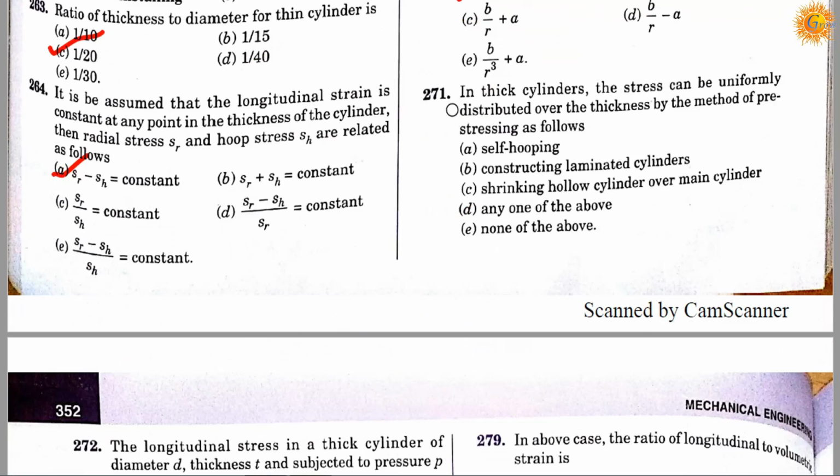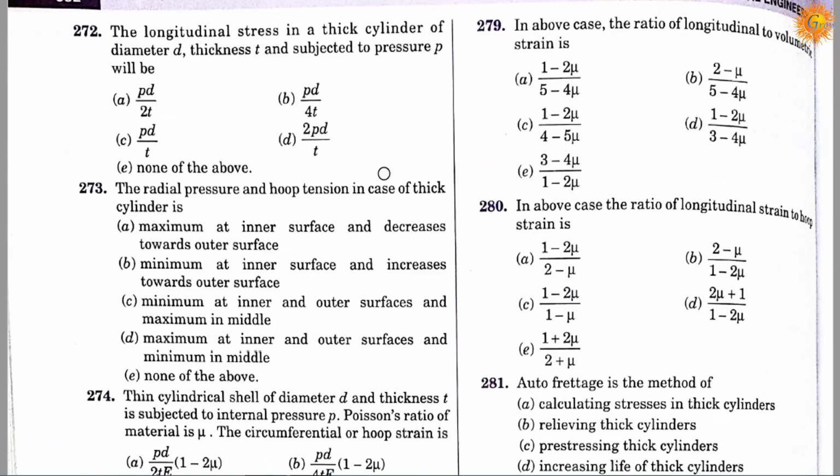Question number 271. In thick cylinders, the stress can be uniformly distributed over the thickness by the method of pre-stressing as follows: option A, self-hooping; option B, constructing laminated cylinders; option C, shrinking hollow cylinder over main cylinder; option D, any one of the above; and option E is none of the above. Correct answer is D, any one of the above. Question number 272.